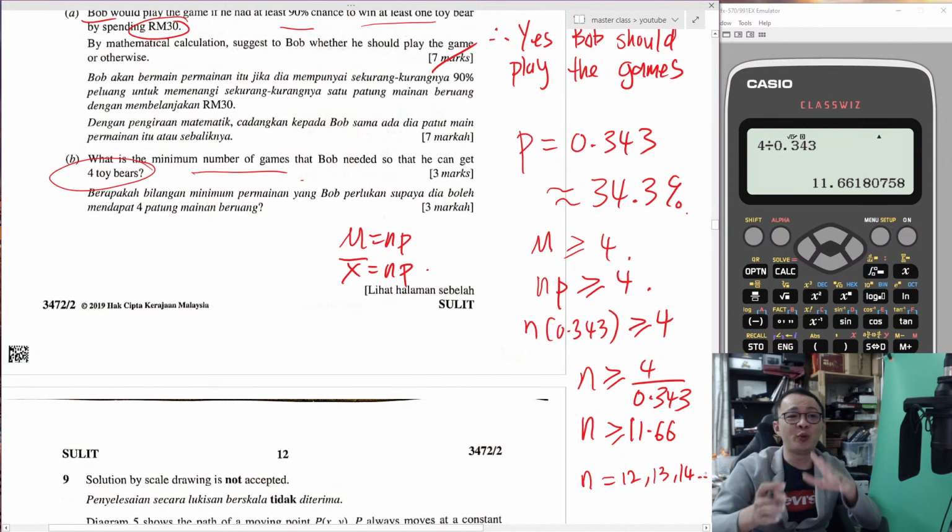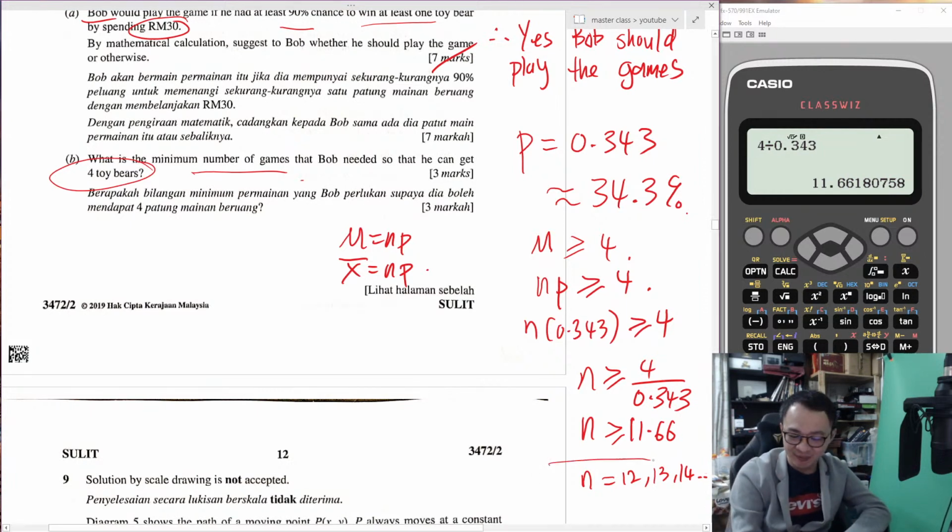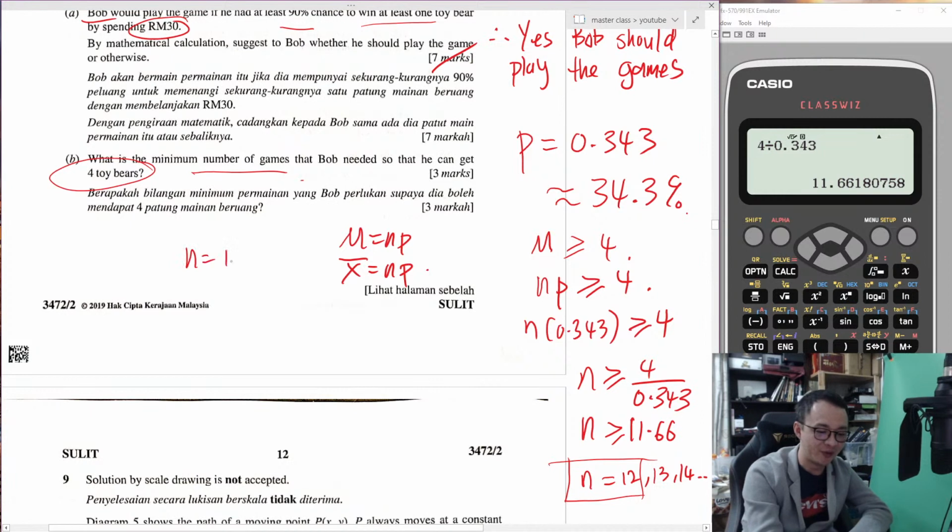He will actually win 4 bears. But what's the minimum number here? Among all these numbers, 12 is the smallest, isn't it? So therefore, n will be 12. So yeah, he needs to play 12 games.